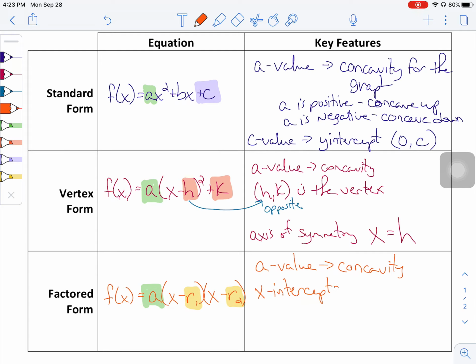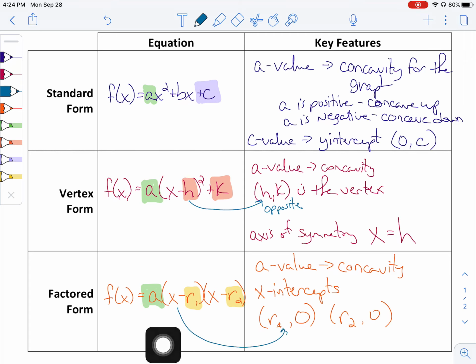So when I go to write the ordered pairs, it's r1, I'm going to write that as r1, comma 0, and r2, comma 0. All right. So again, being careful to pay attention to this right here, x minus r1, but when I wrote down the value there, I just wrote down r1. And same thing here, where this says x minus r2, this is just r2. Okay? So that's the key features.